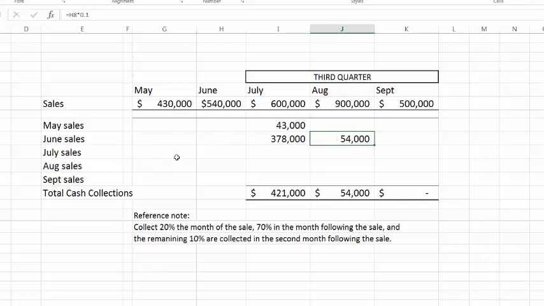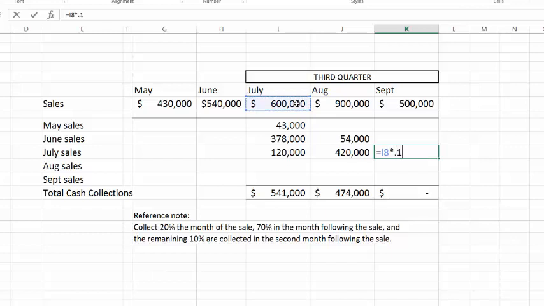And next I'll go to July. Now in July, I'm going to collect what percentage? Right, I'm going to collect 20% of the sales for July in July. In August, I'm going to collect 70% of July sales. So equals 0.7. And in September, the second month after the sale, I'm going to collect 10% of July sales.